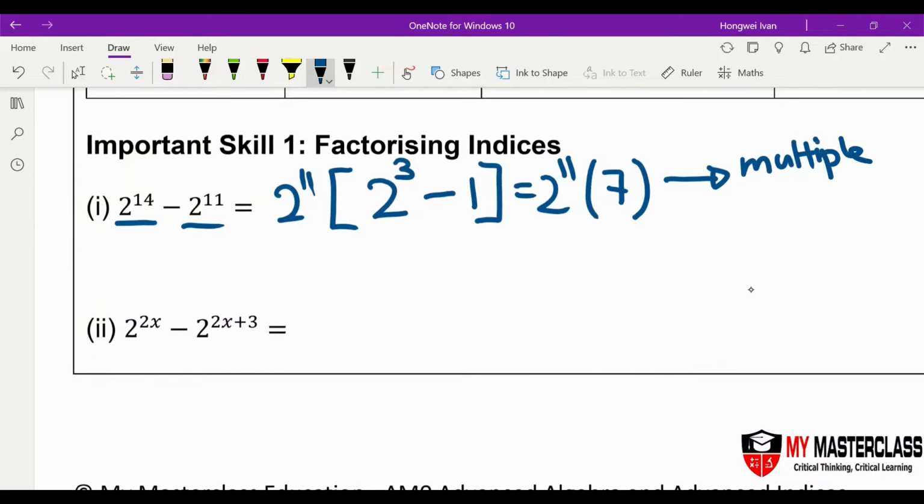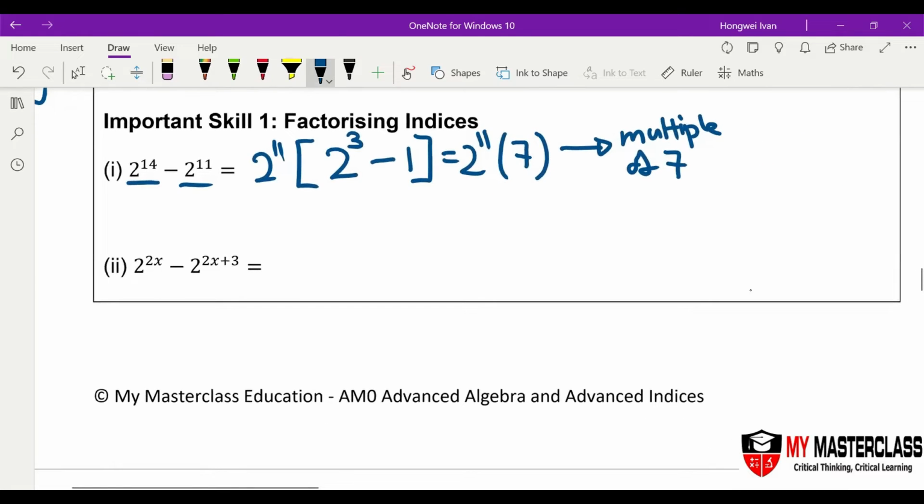If you want to show that it's a multiple of something, make sure you can factorize that constant out. This also shows that it is a multiple of 7. Dealing with numbers is easy. There's no way you can key it into the calculator, by the way, because it's too big already.